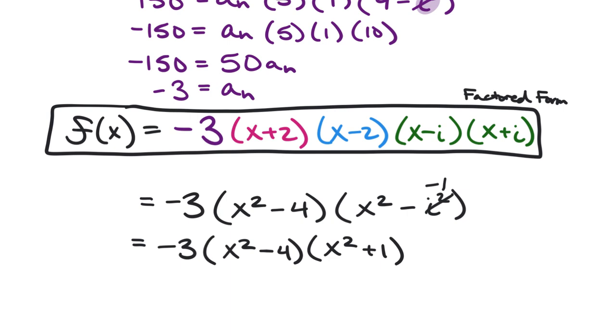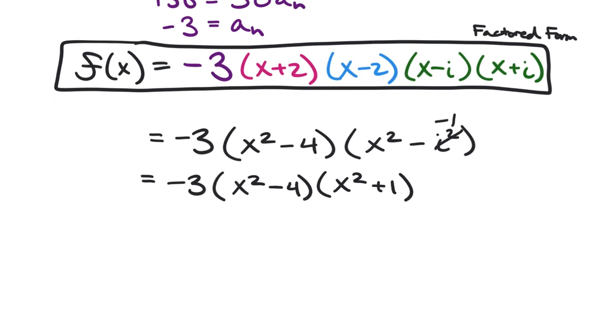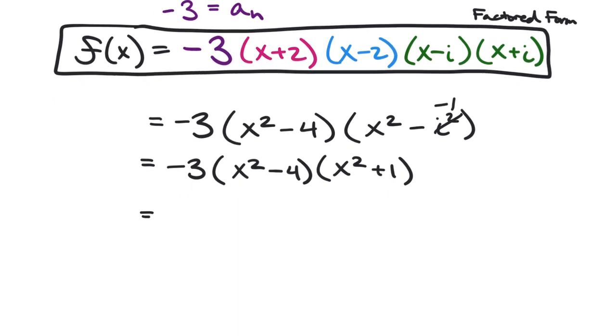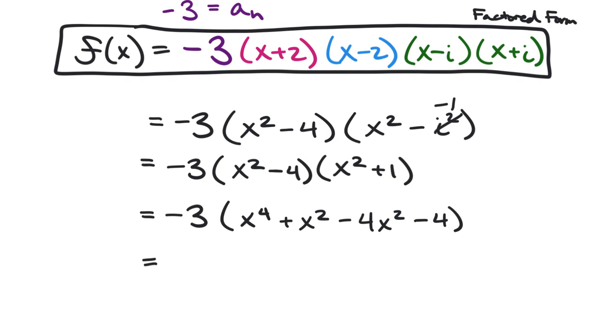Now we have to actually FOIL, because there's no more shortcuts. These don't happen to be the difference of two squares, so I can't do that trick again. So we're going to leave that negative 3 in the front for a second. We're going to FOIL. x squared times x squared is x to the 4th. x squared times 1 is x squared. Negative 4 times x squared is negative 4x squared. And negative 4 times 1 is negative 4. The last step is real easy. It's just distribution. Multiply everything by negative 3. This is negative 3x to the 4th minus 3x squared.